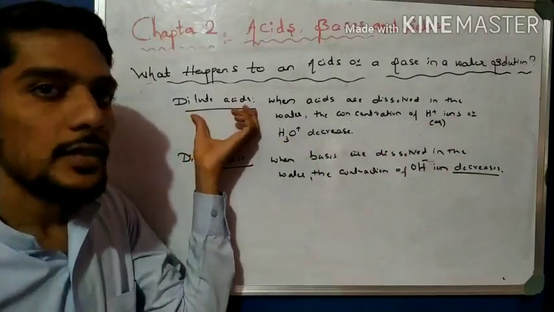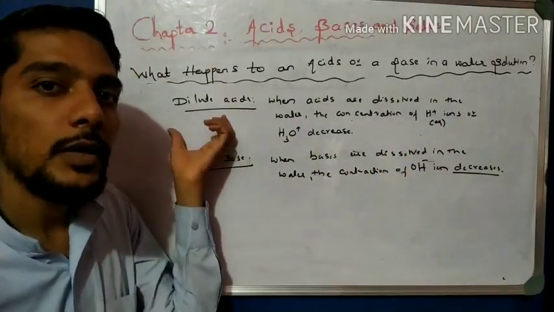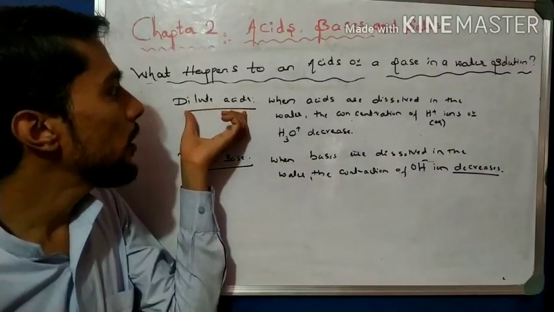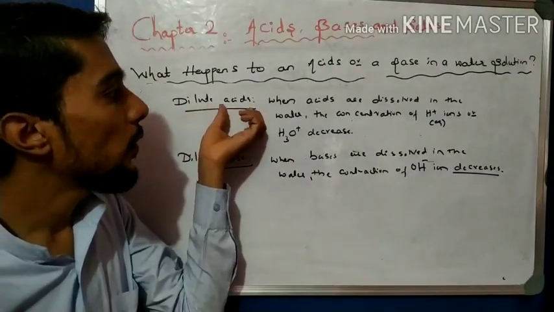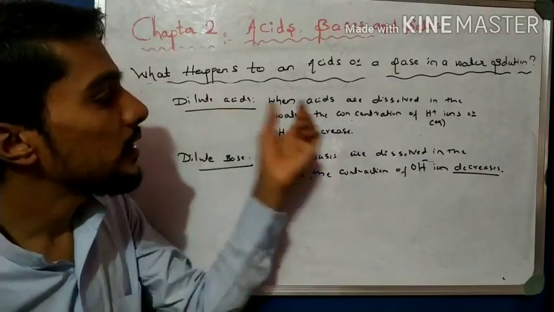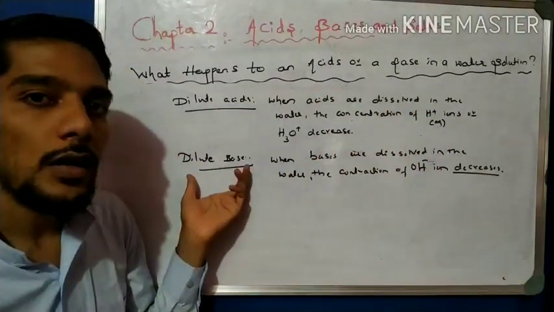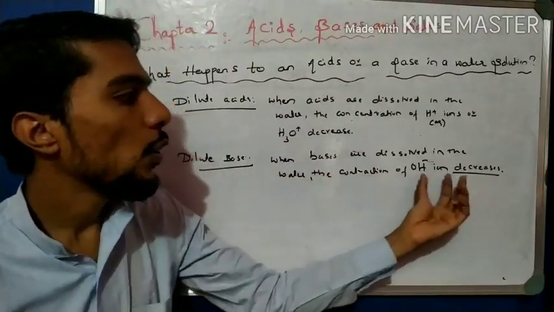When we dilute the base, dilution means addition of water molecules. When we add water to the base, what happens? And for acids, what happens? There is a decrease of the H plus ions. So if we mix base and water, what happens? There is a decrease of the OH minus ions.